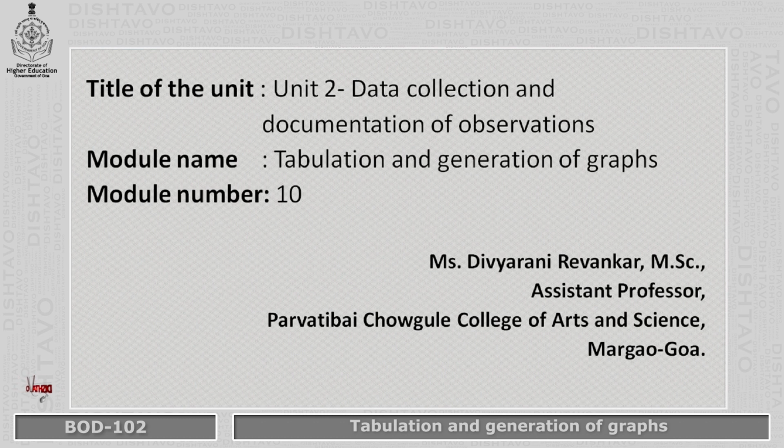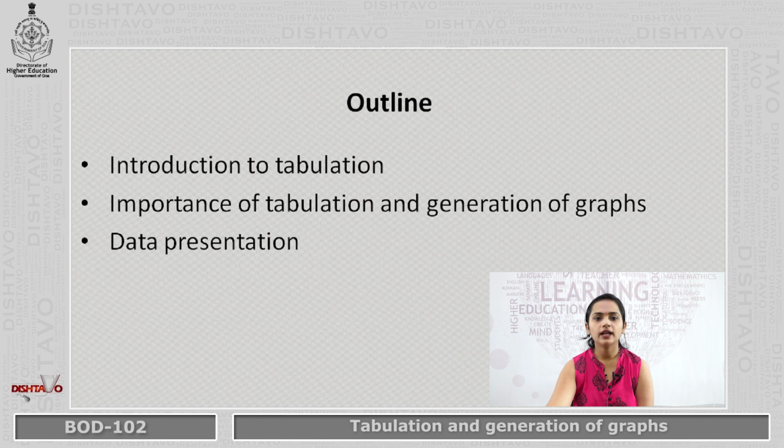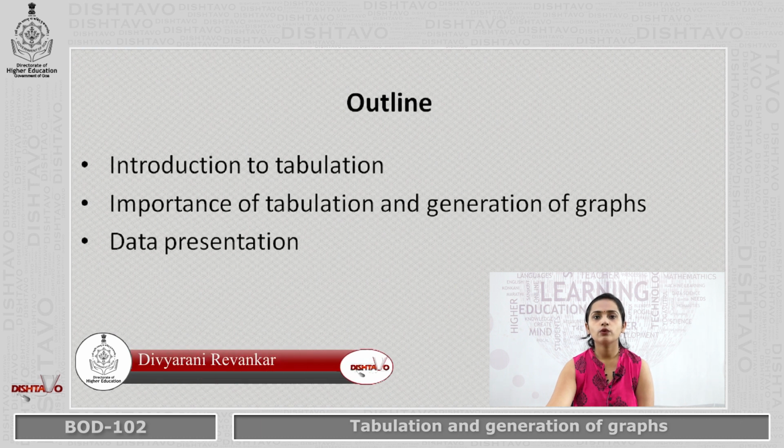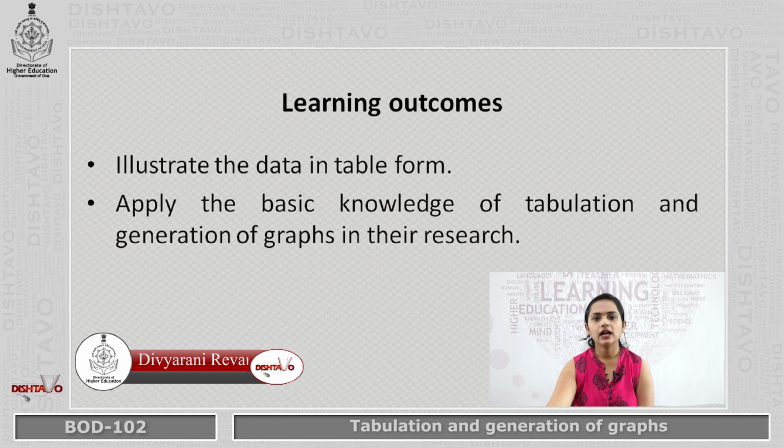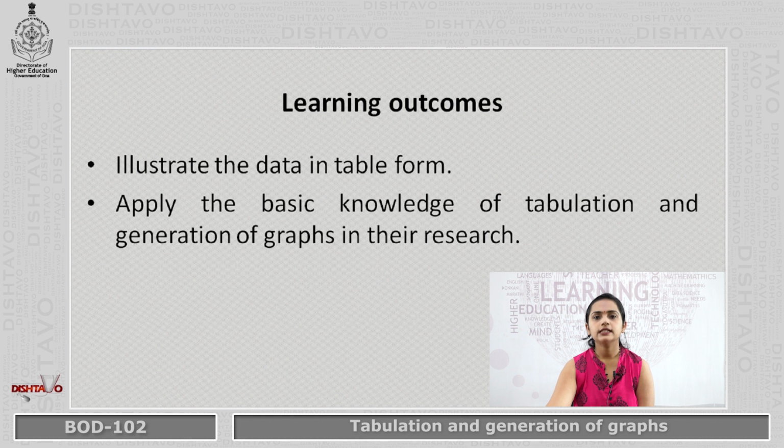Today we are covering module number 10, that is Tabulation and Generation of Graphs under the Unit 2, Data Collection and Documentation of Observation. Outline: Introduction to Tabulation, Importance of Tabulation and Generation of Graphs, and then Data Presentation. Learning outcomes: students will be able to illustrate the data in a table form, apply the basic knowledge of tabulation and generation of graphs in their research.